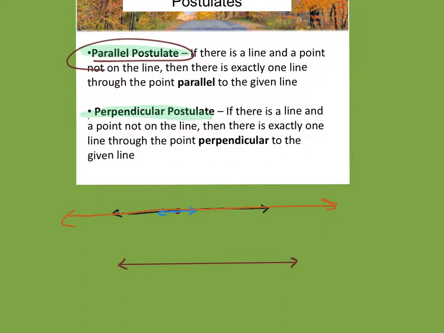And then the perpendicular postulate says the same, but with perpendicular. If there's a line and a point not on the line, so if I use that same point, then there's exactly one line that can be drawn through that given point that is perpendicular to that line. And perpendicular means right angle, okay? Again, the length of the line you use to represent it could be different, but it's still the same line.